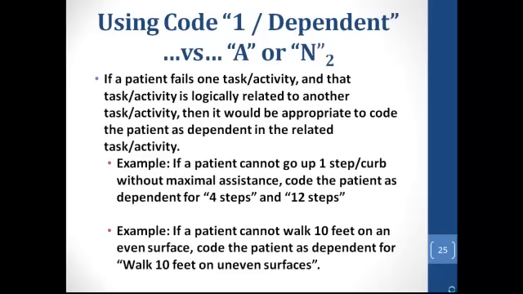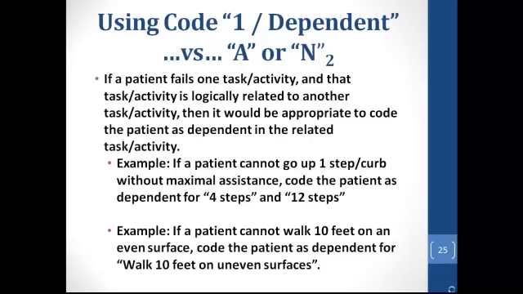What if a patient fails one task or activity, and that task or activity is logically related to another task or activity? In these cases, it would be appropriate to code the patient as dependent in the related task. For example, if a patient cannot go up one step or curve without maximal assistance, then the patient would also be coded dependent for 4 steps and 12 steps. Another example is if a patient cannot walk 10 feet on an even surface, then the patient would be correctly coded as dependent in the item walk 10 feet on uneven surfaces.